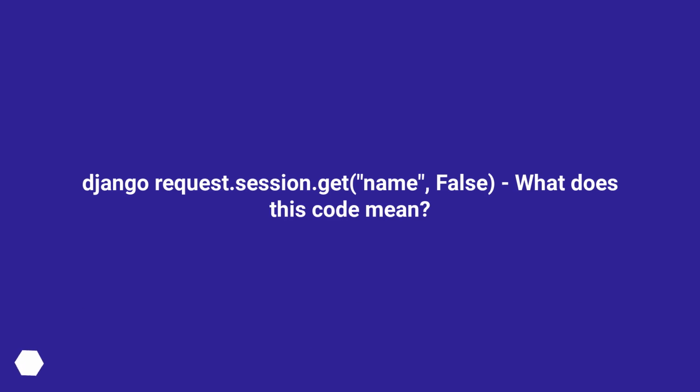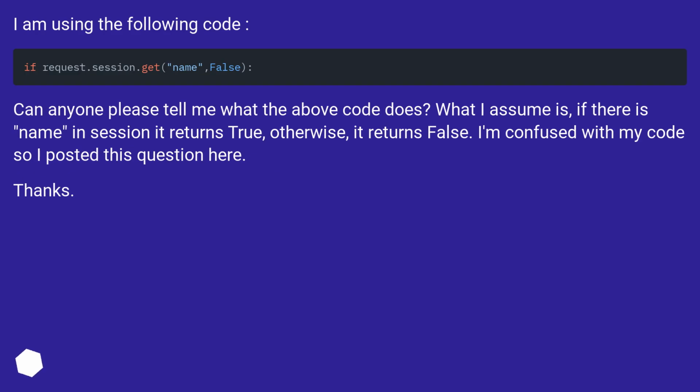Django request.session.get('name', False). What does this code mean? I am using the following code. Can anyone please tell me what the above code does? What I assume is, if there is a name in the session it returns true, otherwise it returns false. I'm confused with my code, so I posted this question here. Thanks.